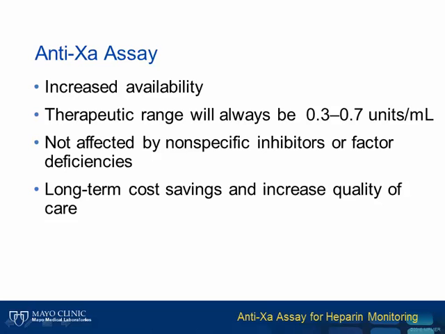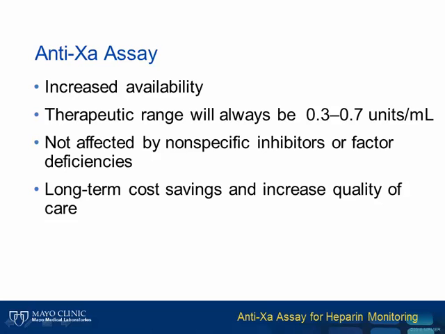Unlike the PTT, the anti-10A result will not be affected by underfilled collection tubes, will not be susceptible to interference by acute phase reactants factor 8 or fibrinogen, and will not be influenced by factor deficiencies found in liver disease and consumptive coagulopathy. Although the reagents needed to perform the 10A assay are more costly, fewer tests are needed when the anti-10A is used.